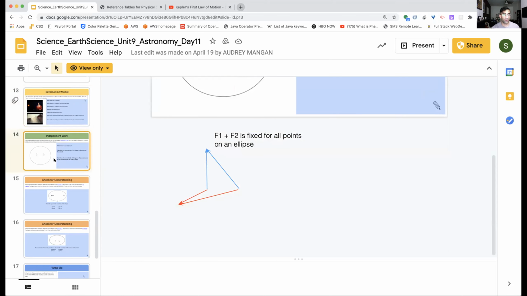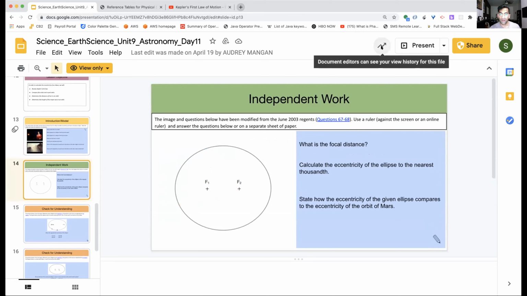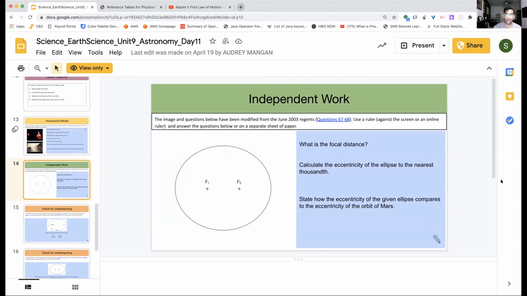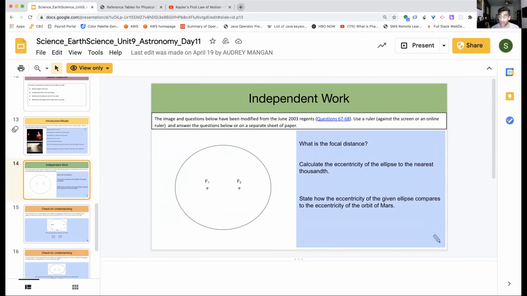So I want to just do some quick practice making these measurements and figuring these things out. So if we're calculating the focal distance, we're calculating the distance between F1 and F2. Now this might feel a little bit janky. What I'm going to do is I'm going to share my whole screen so you can see this online ruler, and we're going to practice calculating the eccentricity, and then we'll do it with one more problem.